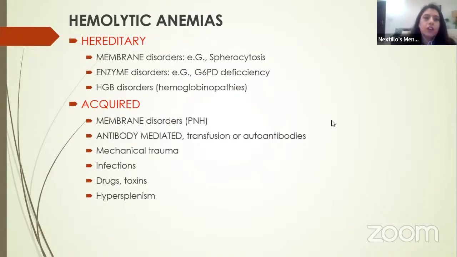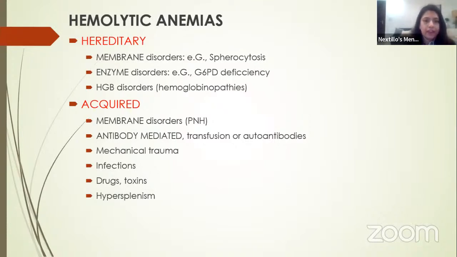Okay, so now any kind of abnormal destruction of RBC can either be hereditary, that is, acquired genetically, or acquired after, which is not genetic, that is, environmental. So hereditary can be any sort of membrane disorder, where the RBCs are being formed with some kind of abnormalities in the membranes. An example is spherocytosis. Or any kind of abnormality in the enzymes, an example is G6PD deficiency, or any kind of hemoglobin disorders, which are called hemoglobinopathies.